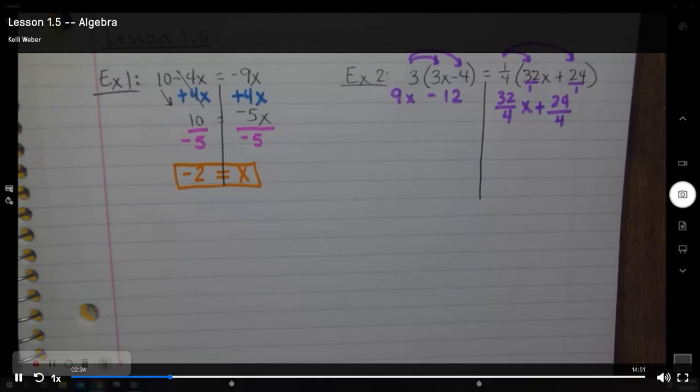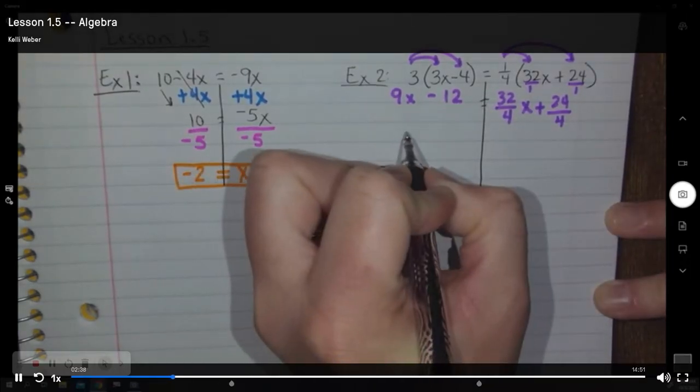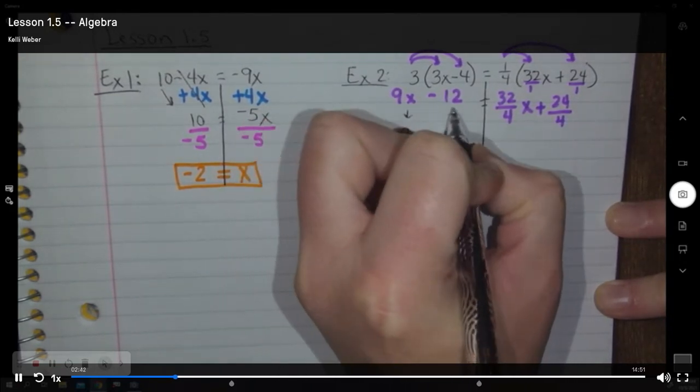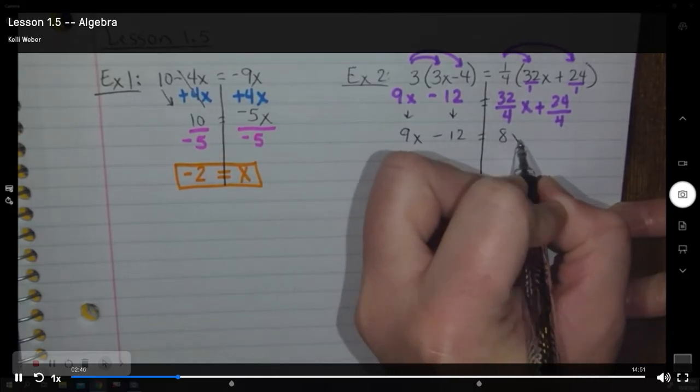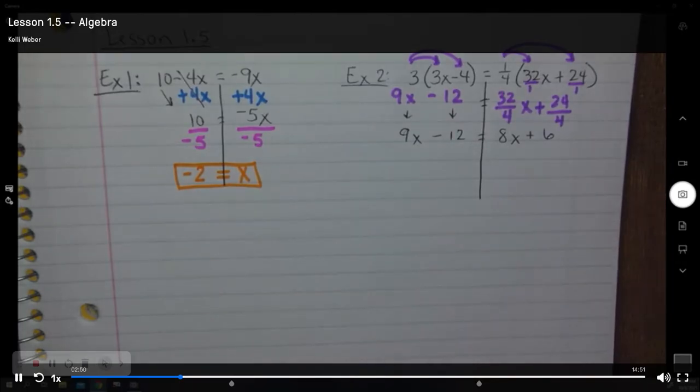So next, I'm going to clean things up a little bit and simplify what we have here. Nothing changed on the left. 9x minus 12, we'll just bring all that down. 32 divided by 4 is 8x. And 24 divided by 4 is 6. It makes it a little bit easier, especially since these reduce to whole numbers.